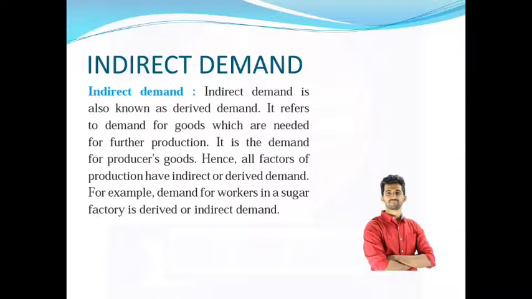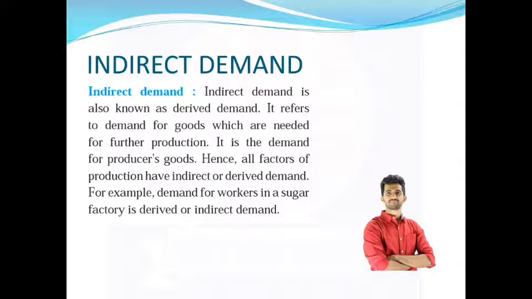The next one is indirect demand. Indirect demand is also known as derived demand. Yes, my dear students. Goods are often classified as producers' goods and consumer goods. Always, the demand for goods which are needed for further production, it is the demand for producers' goods. And thus, it is always noted that the demand for producers' goods is termed as indirect demand. Hence, all factors of production have indirect or derived demand.